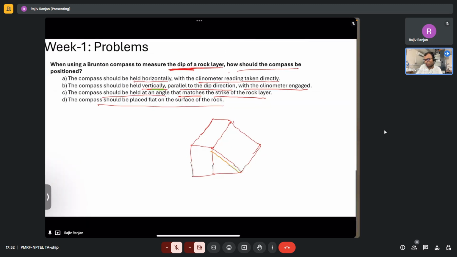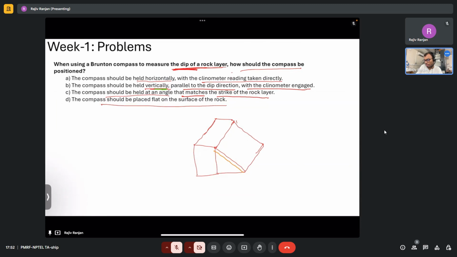So this compass, I will just draw a very rough sketch. This is how it should be placed. This is the dip direction. So parallel to the dip direction we have kept it, and the clinometer engaged. The clinometer is used to measure the dip, the inclination. So that is why option B is correct.